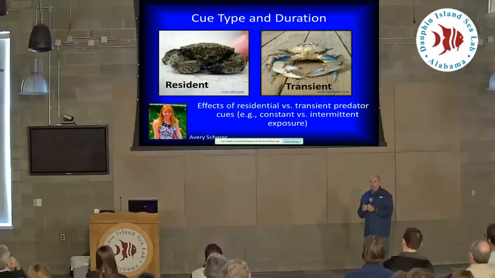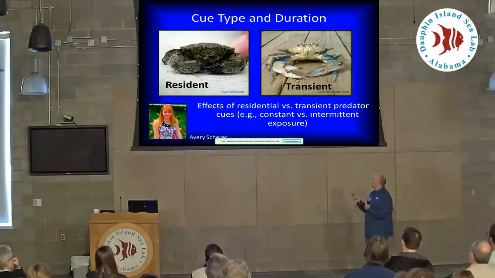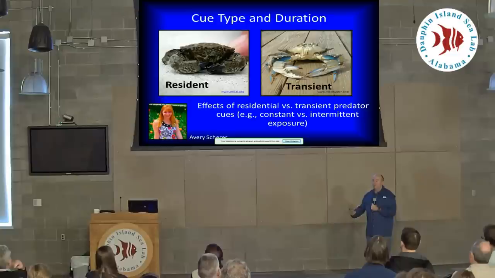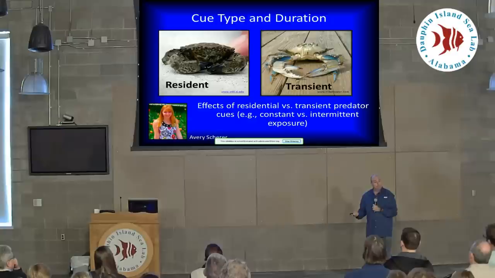One of the first things that we thought of is that you've got predators like blue crabs that are really more transient. They don't really live on the oyster reef. They move onto the oyster reef, they forage, they leave the oyster reef and go somewhere else and move around, as compared to something like a mud crab that lives on the oyster reef all the time. So maybe we're sort of biasing that first experiment a little bit by taking a predator that shouldn't really be there all the time and exposing the oysters to it all the time.